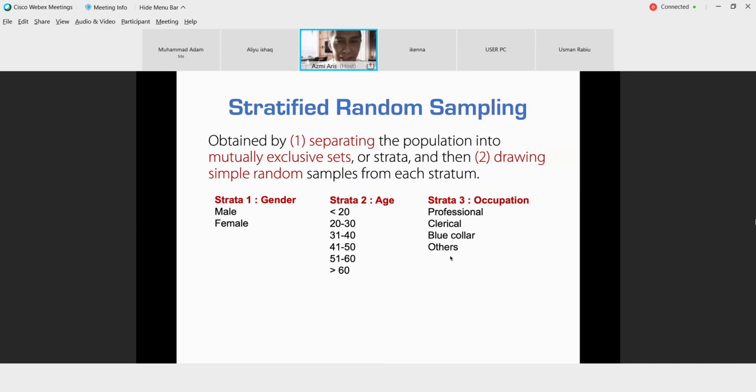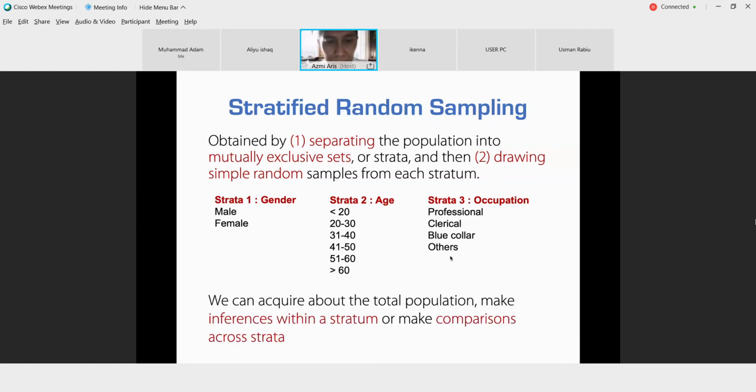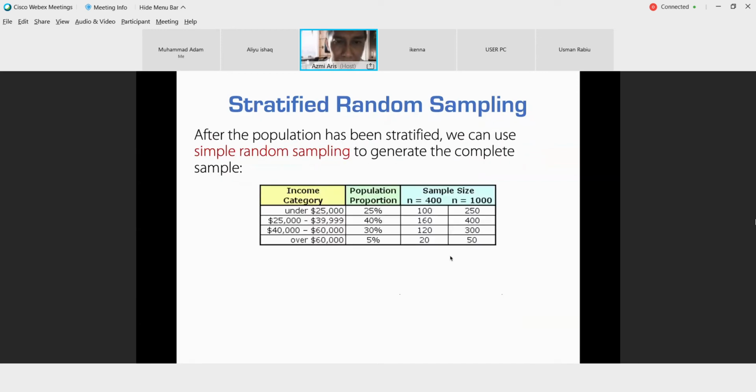But if you think that it is better for you to stratify according to the age, maybe you segregate them according to the age, and then from there you do random sampling. Or maybe based on occupation, or maybe based on salary. So that is called stratified random sampling. Okay, this is an example.